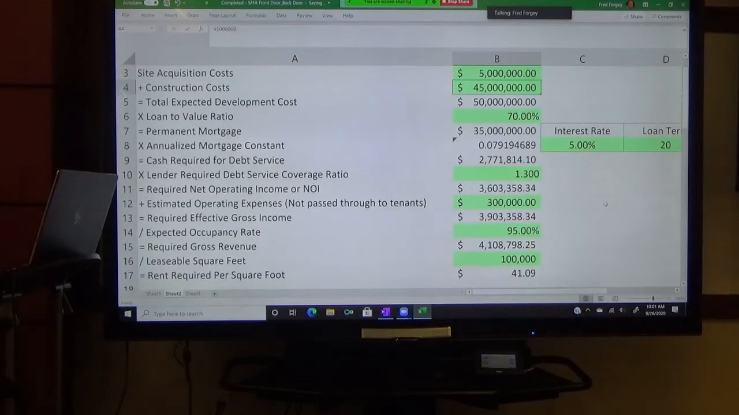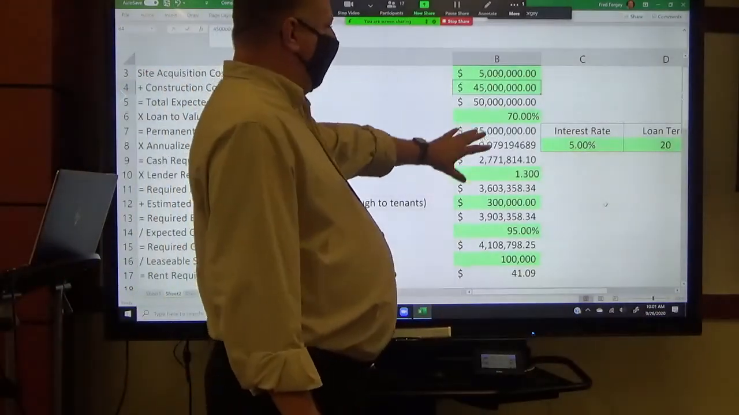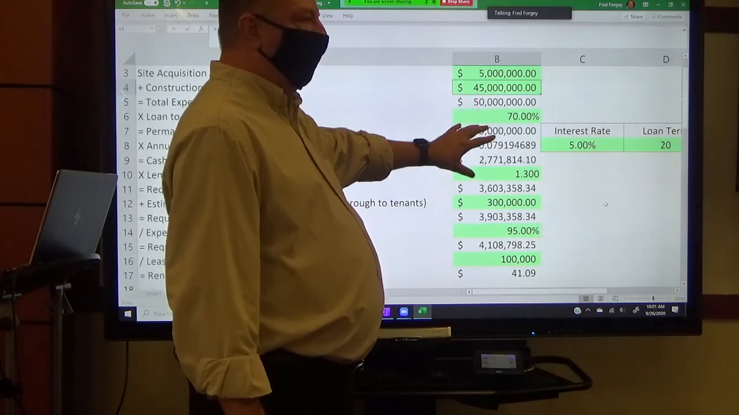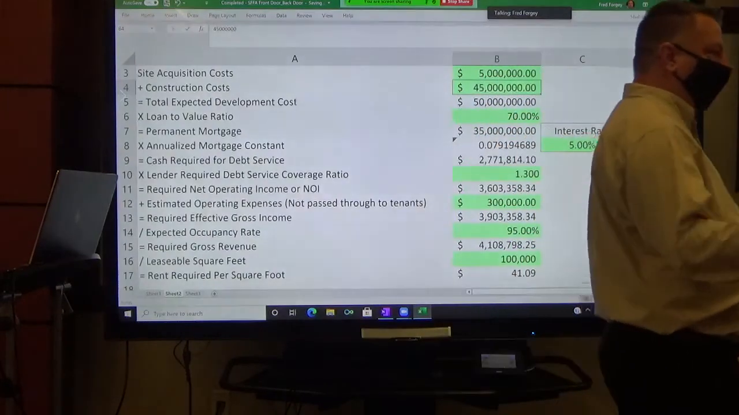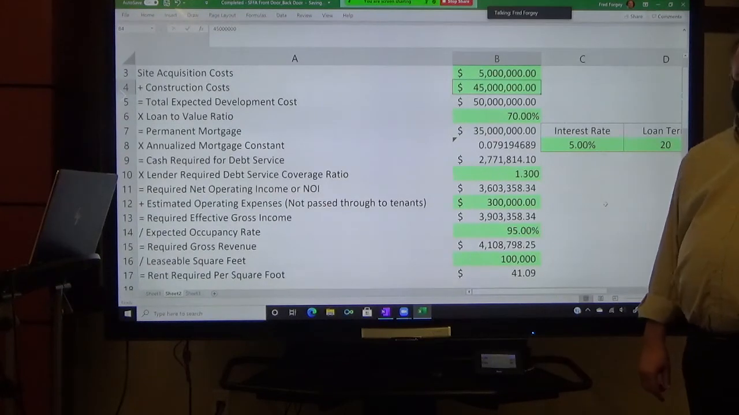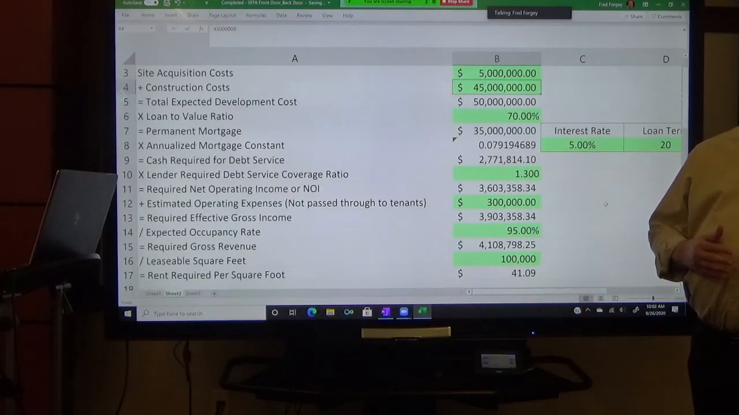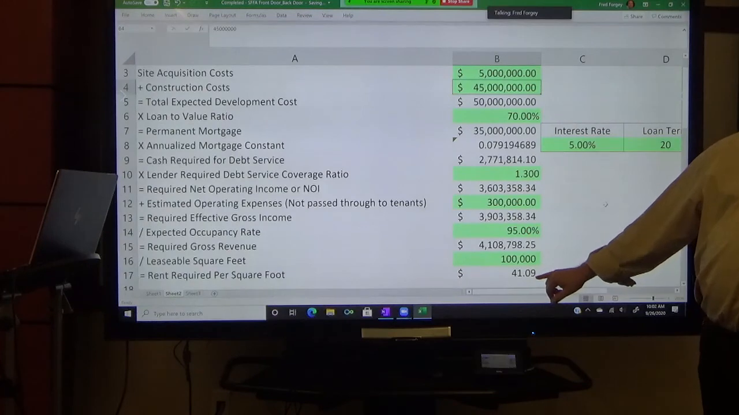You get the general idea: all of a sudden we have this dynamic ability to go in, modify assumption by assumption, and see in real time how that translates into the overall project financial feasibility, asking what rental rate we would need in order for this project to be feasible or not feasible. So right now, based upon the assumptions on the screen, we would need to get 41 bucks a square foot.